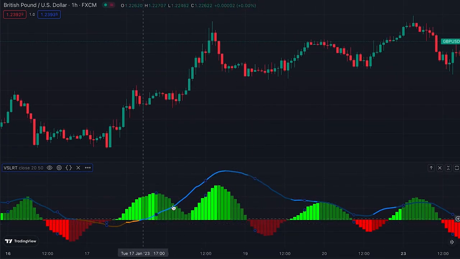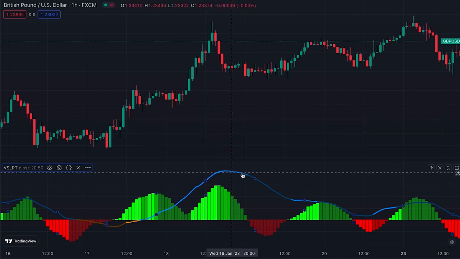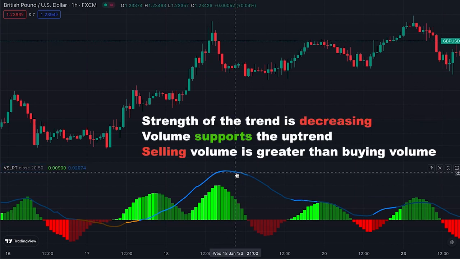When it's light blue, it shows that the strength of the trend is increasing and volume supports the trend and buying volume is greater than selling volume. When it becomes mid-tone blue, it shows that the strength of the trend is decreasing. Volume still supports the uptrend, but we have selling pressure. In other words, selling volume is greater than buying volume.